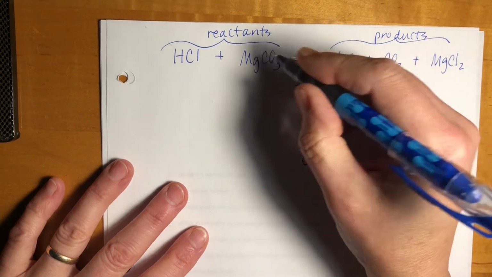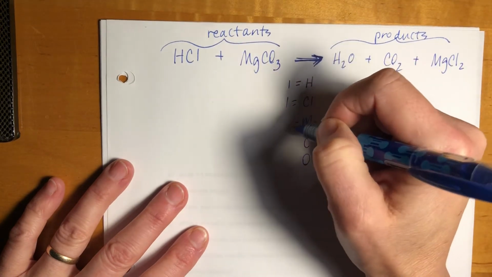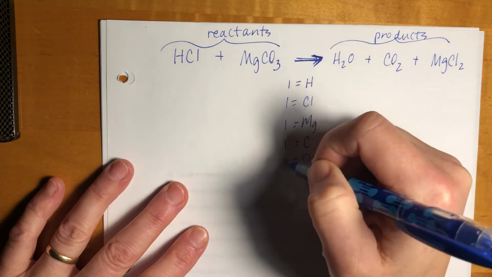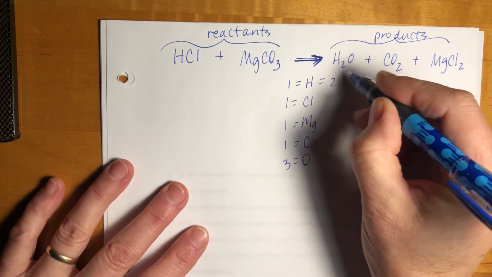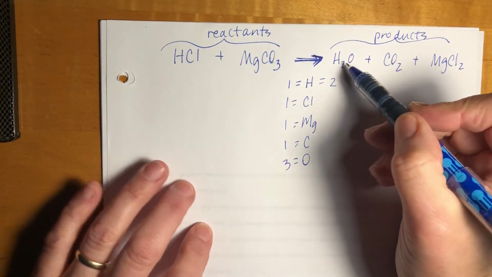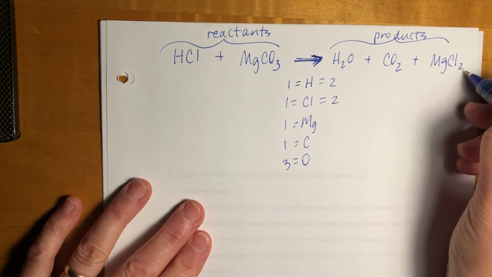So on this side, there's one hydrogen over there, there's one chlorine, one magnesium, one carbon, and 3 oxygens. On this side, there's 2 hydrogens, so they're not balanced. Where'd that second hydrogen come from? You can't just create it out of thin air. And there's 2 chlorines. That's also a problem.